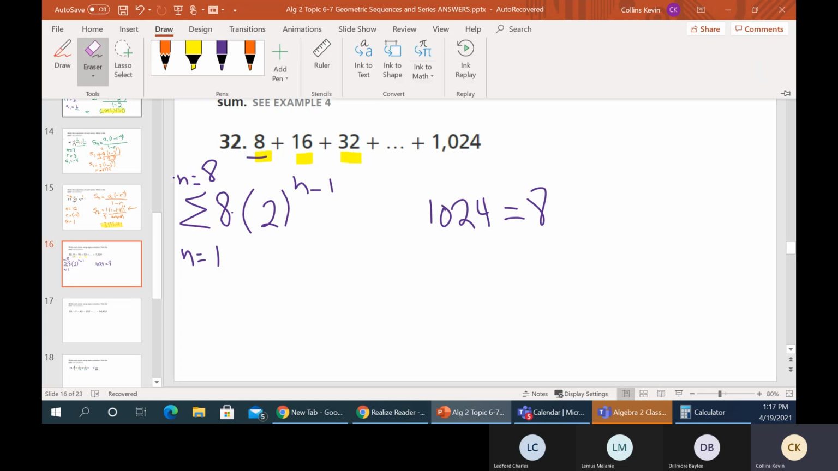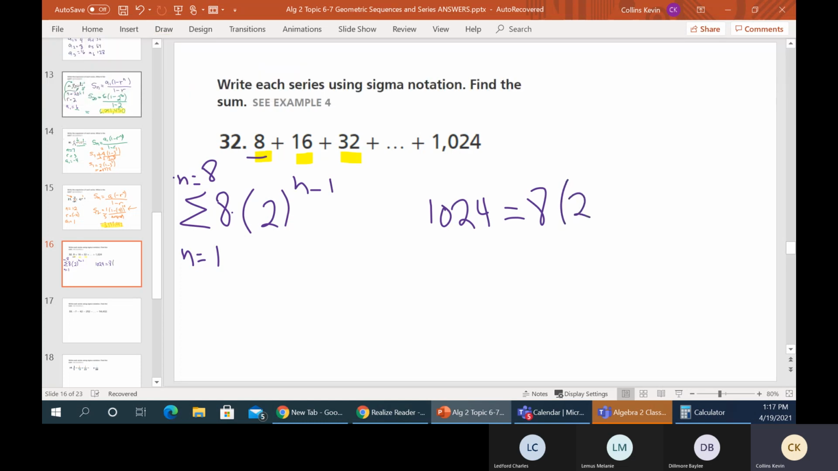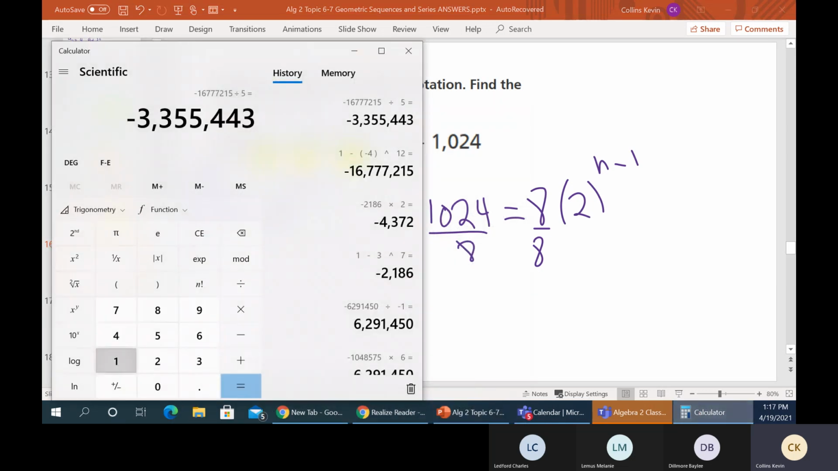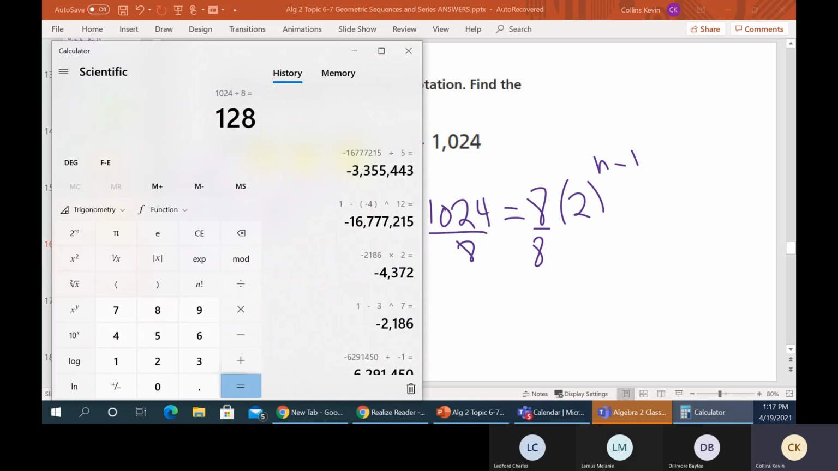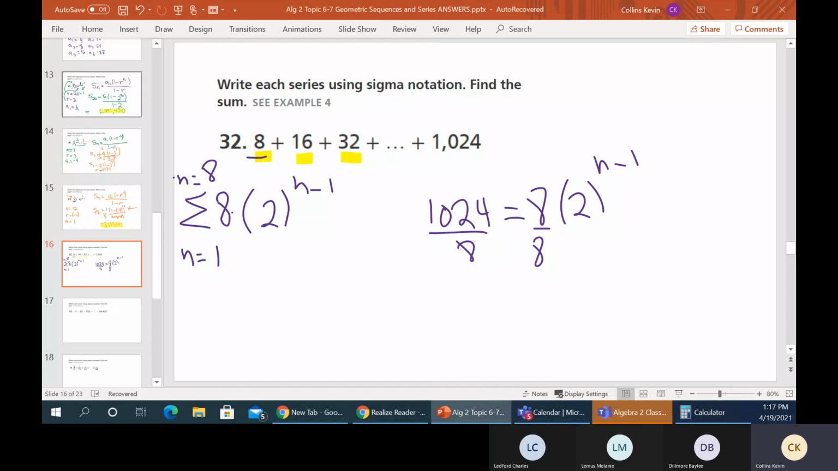Okay, let's try that again. So we're doubling up every time, so we're going to multiply by 2, and then it's the n minus 1 power. I was getting ahead of myself. Okay. So then what can we do? Well, first things first, we can divide by this 8, can't we? So we do that. Calculator City says 1024 divided by 8 is 128. So now we're saying 128 equals 2 to the n minus 1.